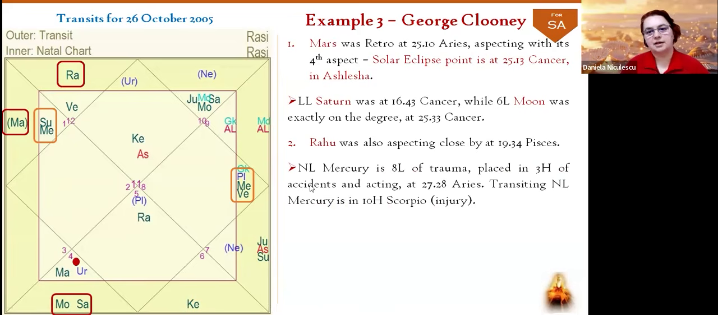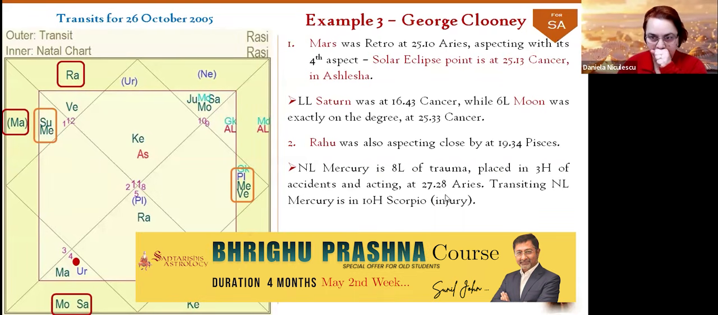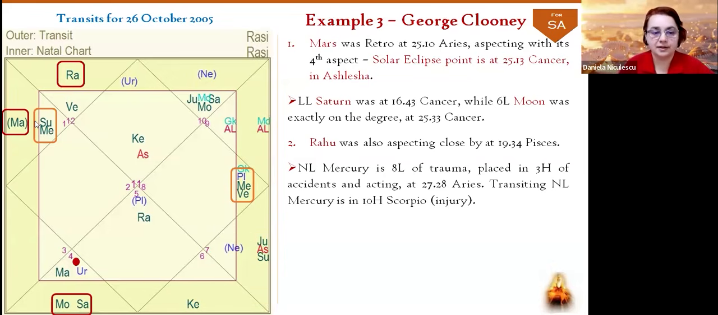And you go to the Nakshatra Lord of the Ashlesha, where the solar eclipse point is situated. So Nakshatra Lord Mercury is what in his chart? First of all, you see it's his 8th Lord of trauma. It is placed in the natal 3rd house, house of accidents and acting, and it is at 25 Aries. Transiting Nakshatra Lord Mercury is over here in his 10th house in Scorpio. Okay, Scorpio, take its significations as meaning something not very pleasant.